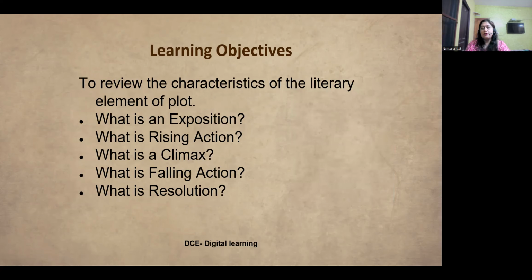Learning objectives refer to what you can look ahead to, or what the objectives, aims, intentions of this session are. To review the characteristics of the literary elements of the plot. Every story usually is made up of these elements. Not necessarily that all stories should have it, but every story has it. And the better you understand the elements of a story, the better you will understand the story. And we shall be going in that order.